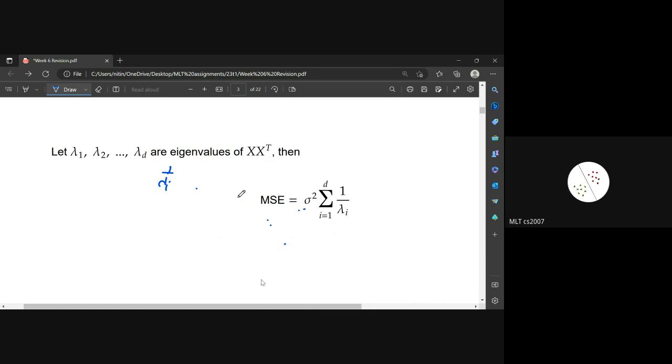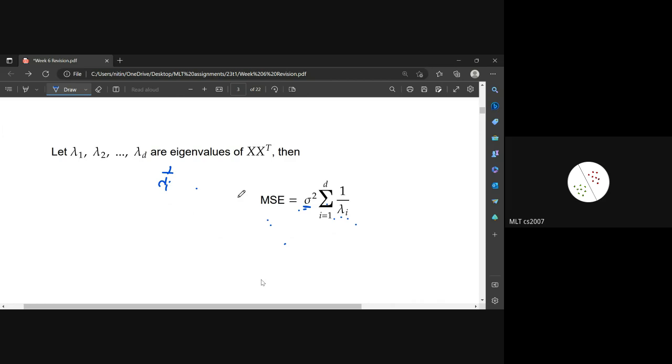Now what we can do next: sigma square is a constant, but what we can handle is these lambda i's, right? The larger the lambdas, the smaller the MSE, and if the lambda values are smaller, your MSE is going to be higher. So that we have to handle. If we make sure that these eigenvalues are higher, then MSE is going to be smaller, right? And that's our target. We want the MSE for the estimator to be low.